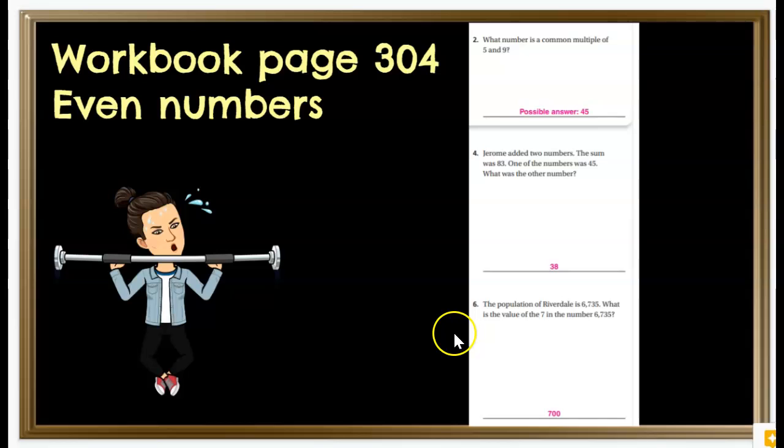Last question. The population of Riverdale is 6,735. What is the value of 7? It is 700.